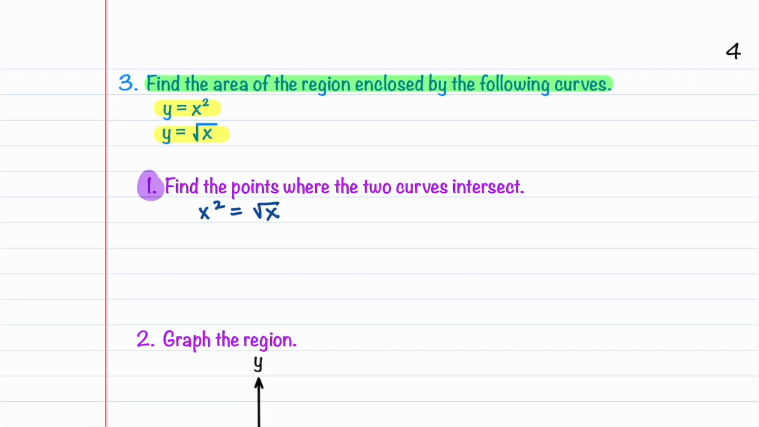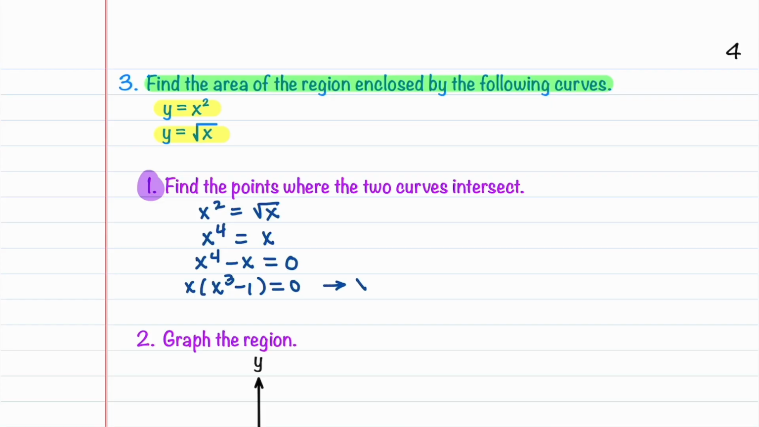To solve this, we are going to square both sides, and this gives us x to the 4th is equal to x. Now we have to be really careful not to just cancel out an x, because we're going to lose a root if we do that. We need to rewrite this as x to the 4th minus x is equal to 0. We can pull out an x, and then we have x cubed minus 1 is equal to 0.